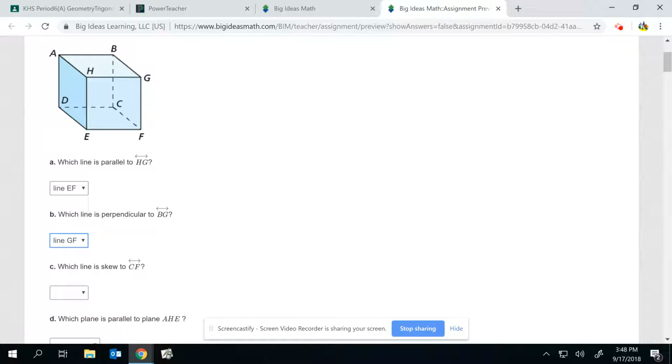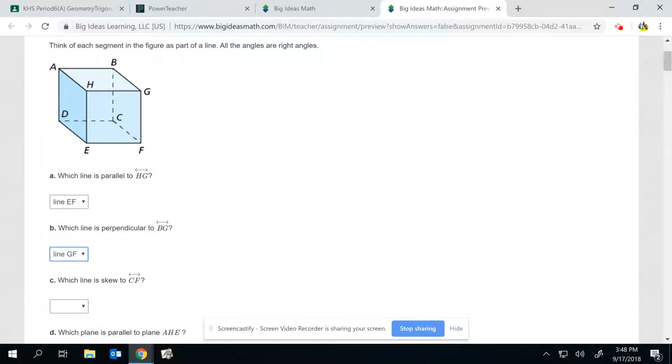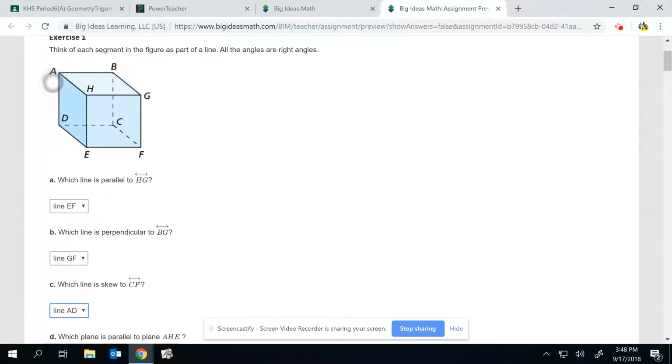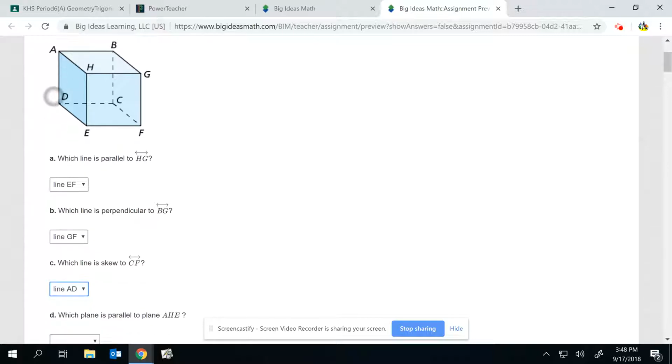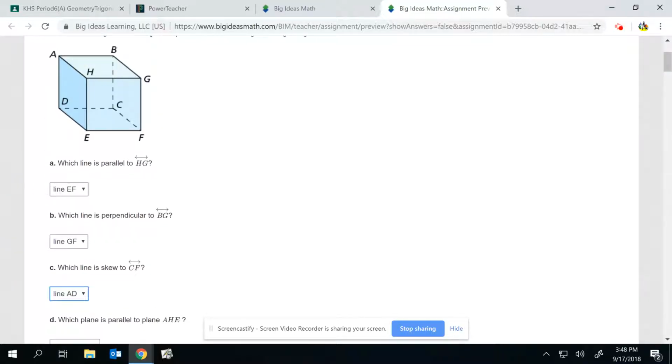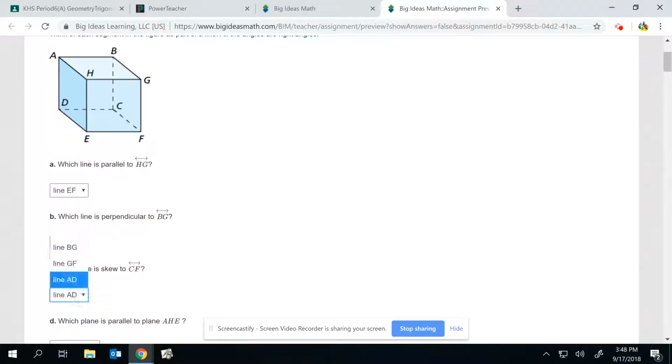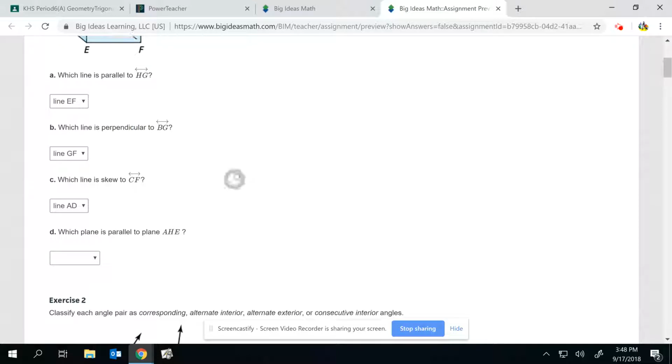Skew to CF. All right, so CF is this bottom line in here. And CF skew to that would be AD. Okay, AD is going a different direction, going up and down, so you can see it back there. And it's totally skewed to CF. Okay, it can't be BG because that's going to be parallel to CF. Can't be GF because that has F in common, so that won't work. They can't touch. Skew lines never touch.